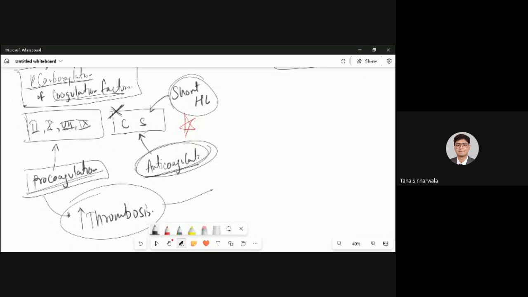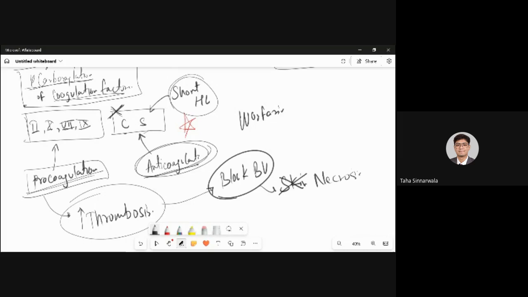This thrombosis will eventually block blood vessels, and if you block blood vessels, you will develop skin necrosis. Or not even skin necrosis, but any kind of necrosis, because the blood isn't transported. The entire condition is called warfarin-induced skin necrosis. Now, any questions with this entire condition? This was the condition that we were talking about.